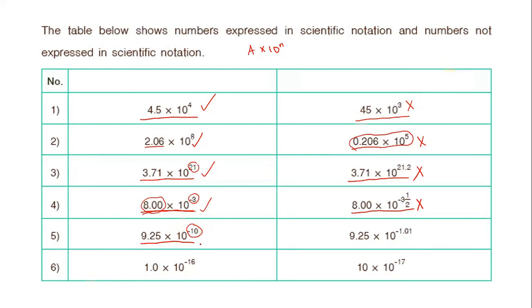Yes, so Picha, can you hear me? Yes. Okay, the power of 10 is an integer, so it is correct. So, Picha, tell me about this. 9.25 times 10 to the power of negative 1.01. Is it scientific notation or not? It's not. Why? Because the power of 10 is not an integer. What is it? It is decimal. Very good, very good, very good.